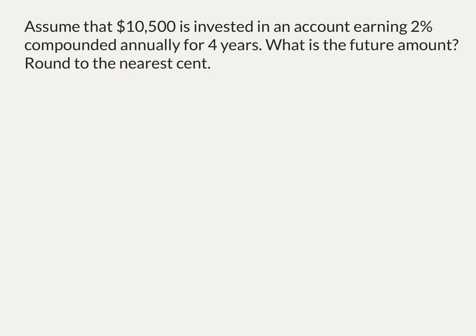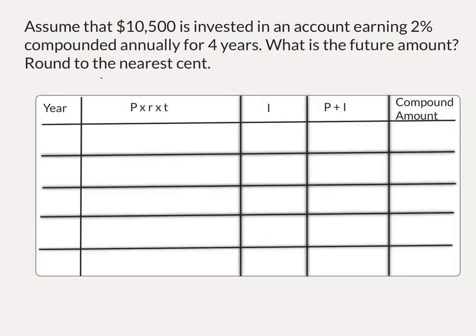Next, we're going to complete a chart. This chart will help us complete each iteration for the compound interest. Notice that the first column represents the year or the compounding periods. So we previously said that we're compounding annually for 4 years. So 1 times 4 is 4, so that means I'm going to have 4 rows to represent the 4 years or the 4 compounding periods. So this will be year 1, year 2, year 3, and year 4.